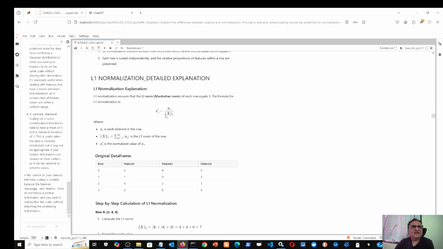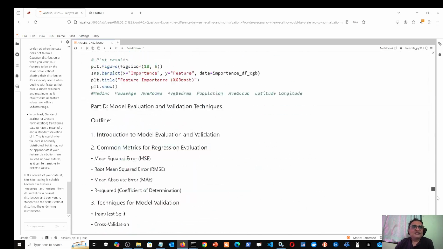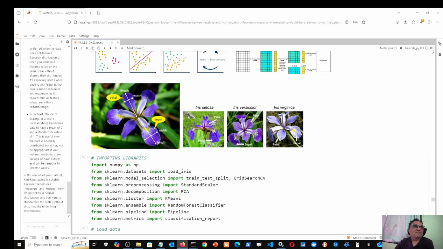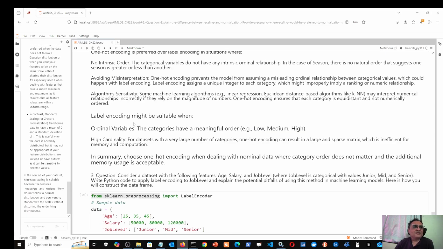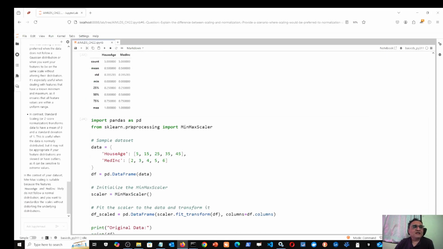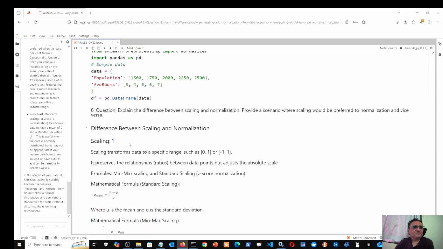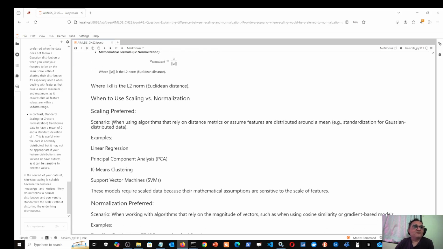Okay. So in short, we had done a very, very detailed discussion, and therefore now I am not asking this question to ChatGPT and all that. In fact, I did ask, and whatever answer it gave, I pasted in this exercise answer, because that is just a theory question. But the important thing is the part of the question that is: provide a scenario where scaling would be preferred to normalization and vice versa. That is, normalization would be preferred to scaling.